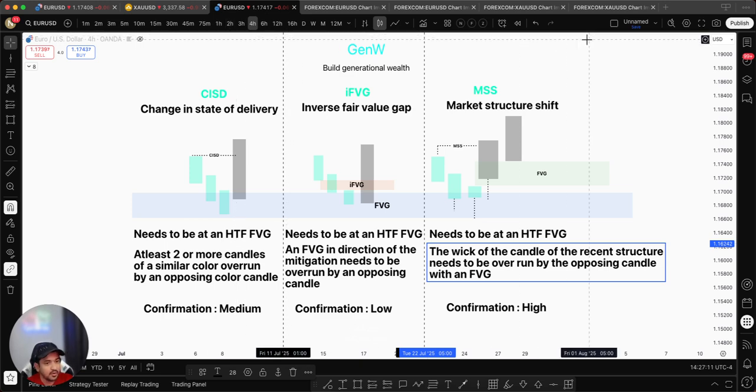You guys can go ahead and check out my Instagram. I have taken trades on MSS, I have taken trades on iFVG, I have taken trades on CISDs. I trade all these three entry models quite frequently, so you'll get a lot of examples on it.